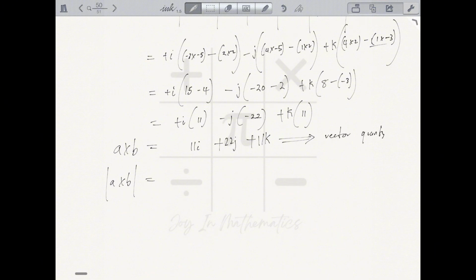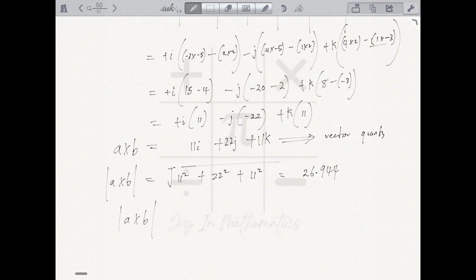So we can evaluate the modulus, and this will be the square root of 11 squared plus 22 squared plus 11 squared. If we resolve this, it will give us an estimation of 26.944. And we'll be applying this.